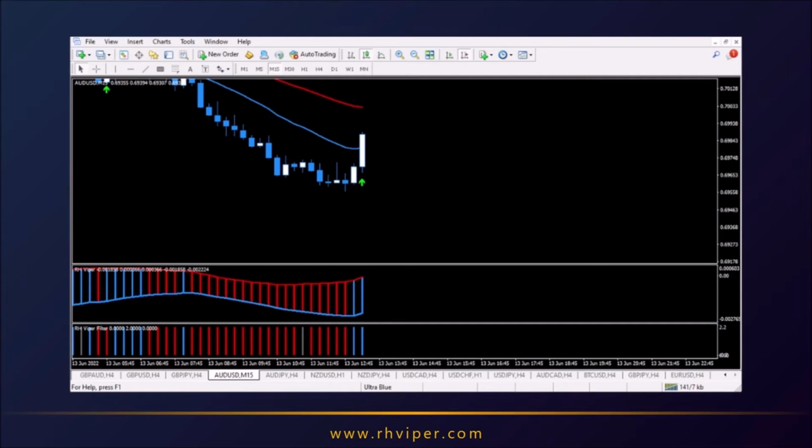So the next step now is to look for that short opportunity. We're looking for a signal to sell. So what we want to see is that the trend stays down and we get all the signals in line, all the signals in order for a short trade.